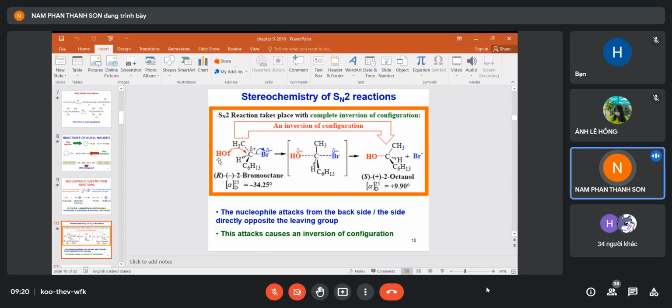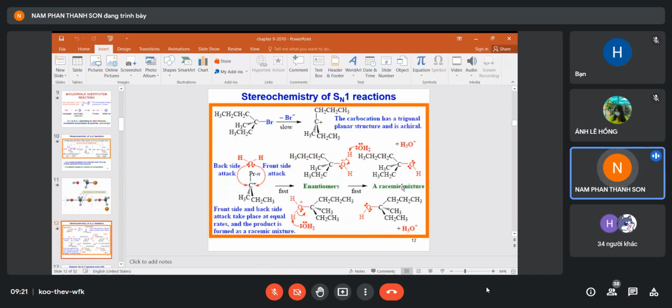So what happens? Eventually, we have the inversion of the configuration of this asymmetric carbon. If the starting material is R, the product is S, and if the starting material is S, the product will be R. So this is SN2. For SN2, we have one product, and if we have an asymmetric carbon, we have one product with the opposite configuration. That is SN2.